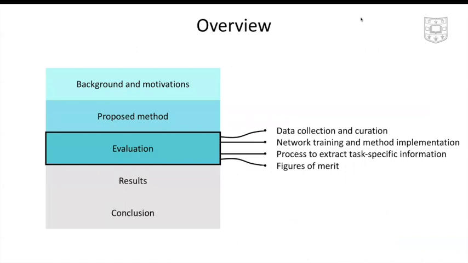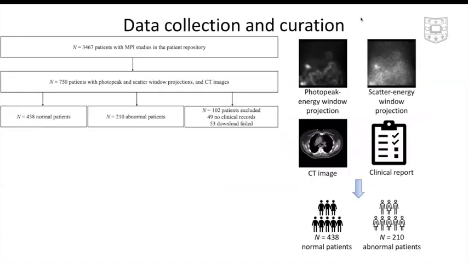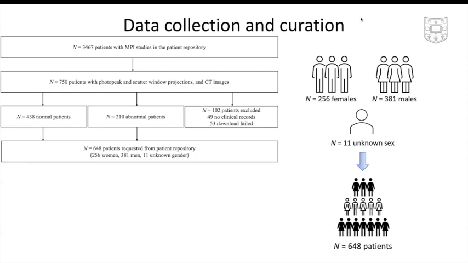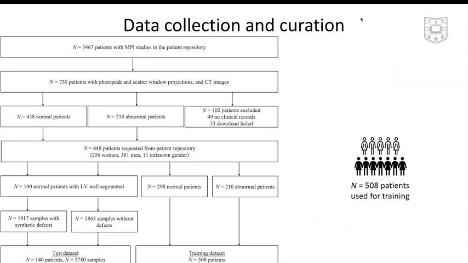The evaluation study has 4 parts, and I will start from the first one. In our dataset, we have around 3,000 patients with myocardial perfusion studies. We collected the patients with photopeak energy window projection, scatter energy window projection, CT images, and clinical reports. In total, we have 648 patients. In the test dataset, we have 140 patients. To get access to the ground truth, we designed 27 types of defect with different extents, severity levels, and locations, and we inserted the defects into SPECT projections. The remaining 508 patients are used for training.